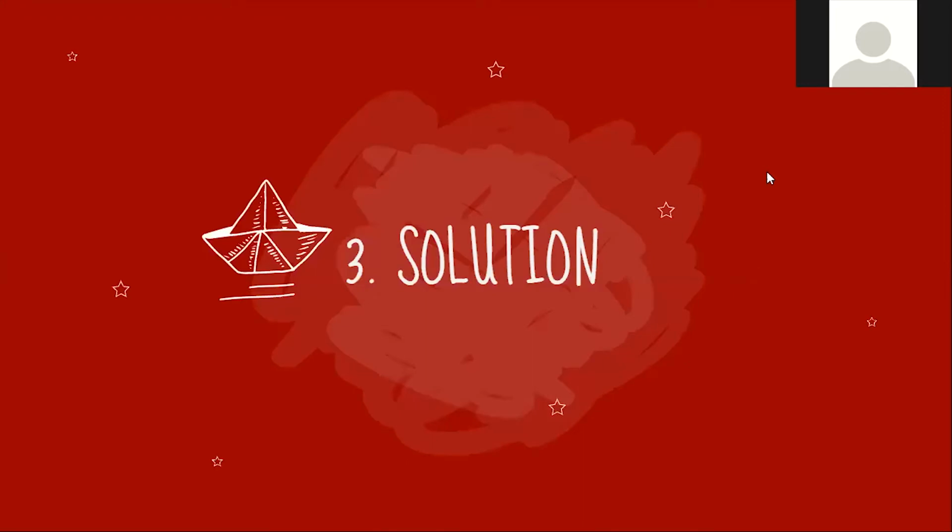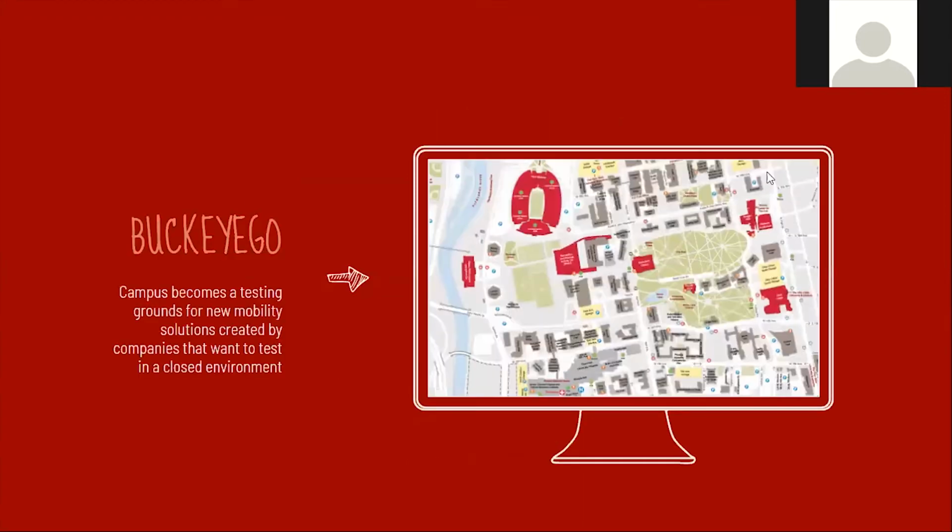Let's look at our solution. Our solution that we have is called BuckeyeGO. BuckeyeGO is an entirely new program implemented through Ohio State and its campus. It will allow companies to test new mobility products hosted on the campus, such as electric scooters, autonomous vehicles, and other sort of methods of transporting people around.